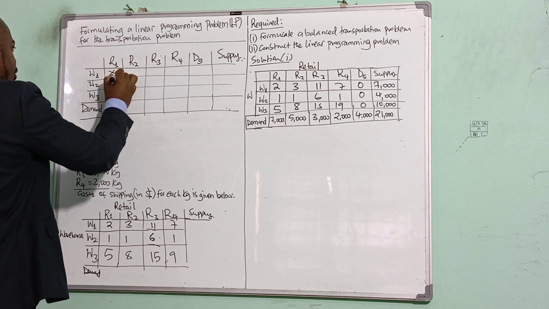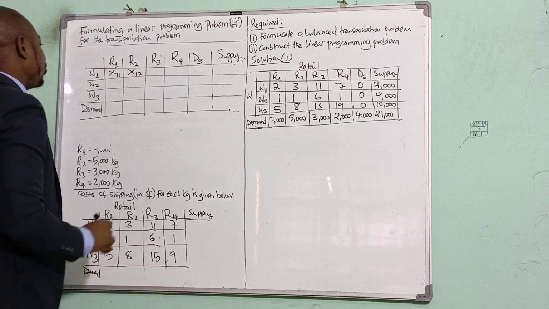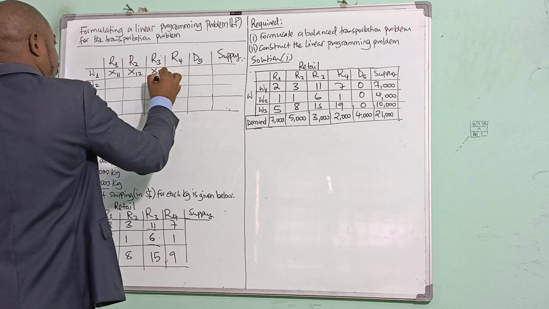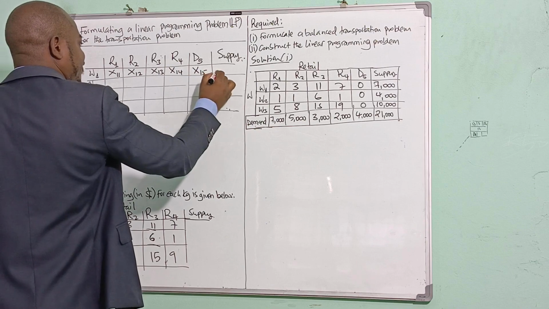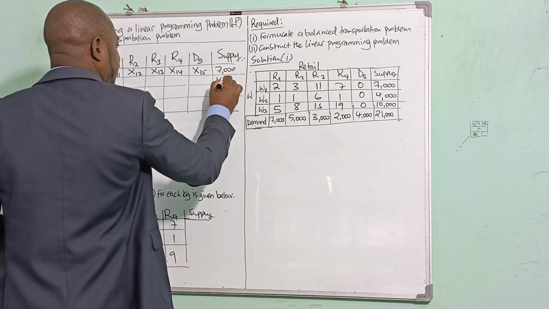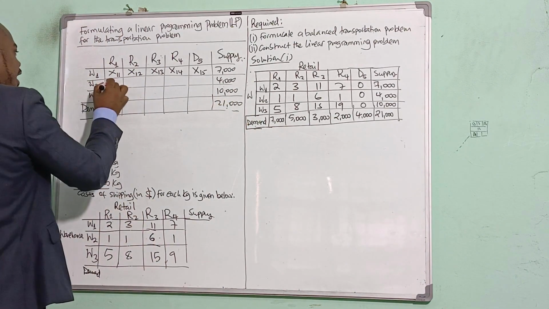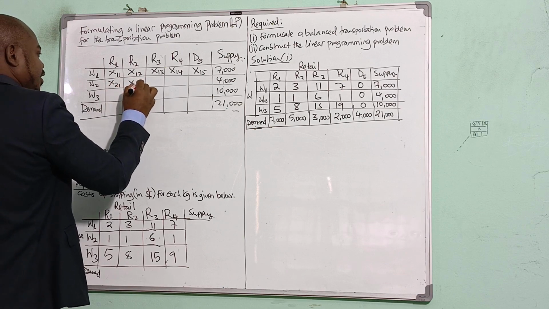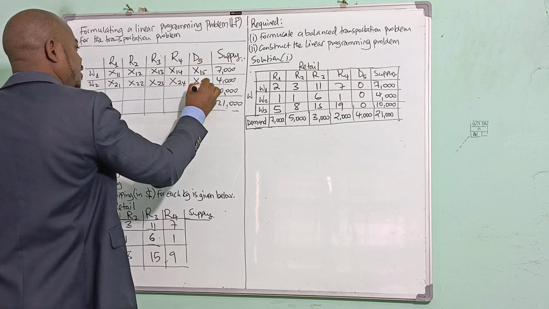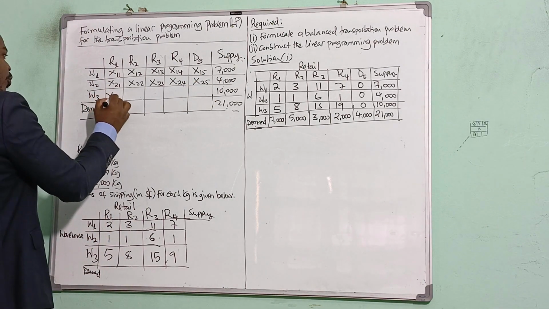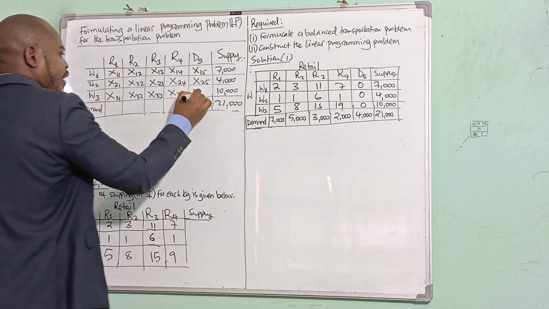I can call this variable x11, this one x12, this one x13, x14, and x15, like that. And then 7,000 we know there, 4,000 we know there, 10,000 we know there, and here 21,000 as usual. And then I have x21, x22, x23. These are my variables. x24, x25. And I'm sure you can guess from here now, the way my mind is moving, this is x31, x32, x33, x34, x35.